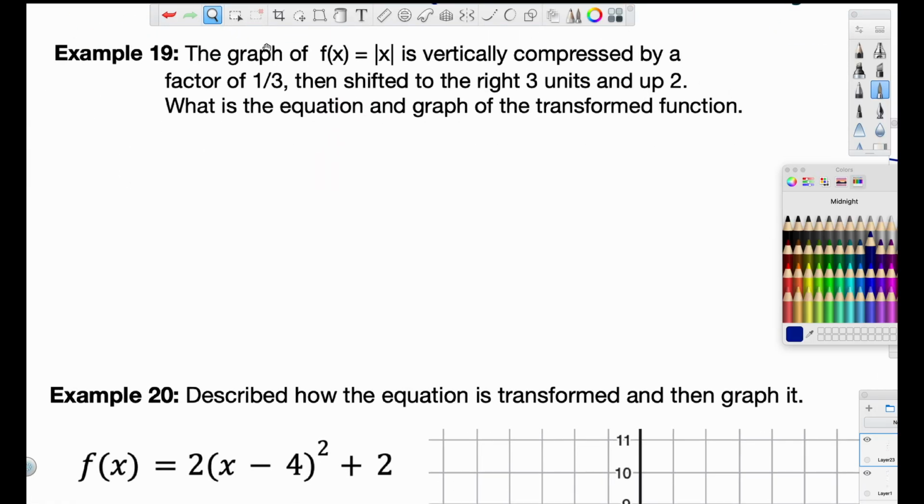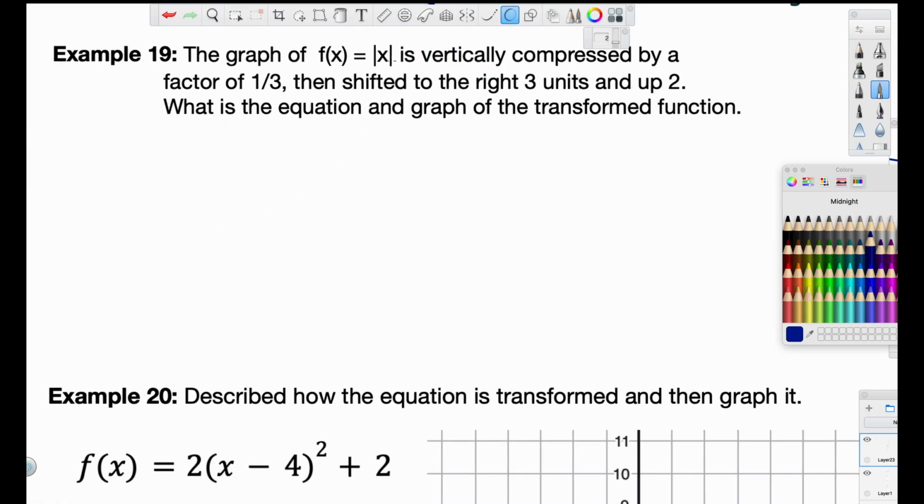Example 19, the graph of f of x equals the absolute value of x is vertically compressed by a factor of 1/3. Okay, vertically compressed. So vertically means that we are going to take our constant and multiply it on the outside of our function. It's getting shifted to the right, so that means we're going to have to subtract inside the function. So we're going to have to subtract 3 inside there, and it's moving up 2.